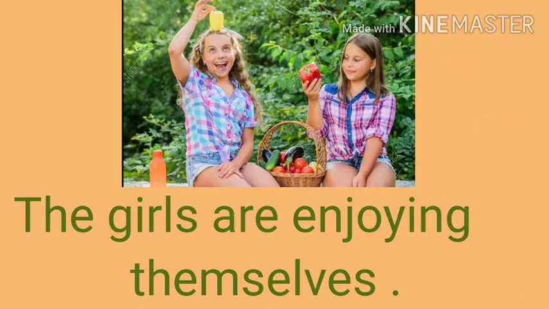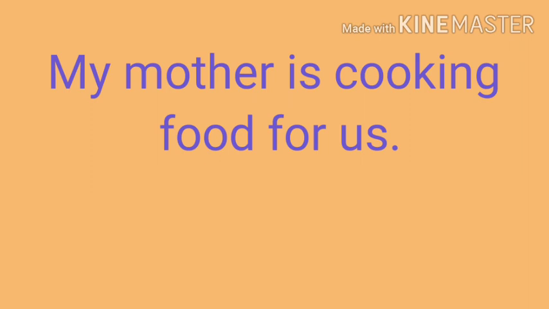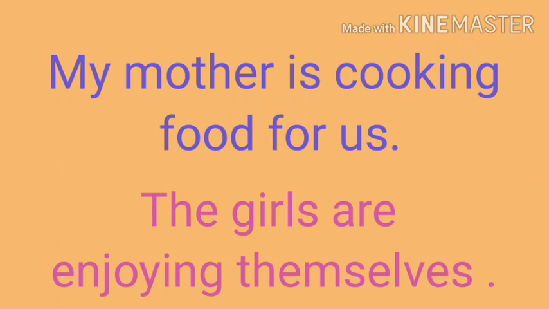Look at another sentence. The girls are enjoying themselves. The girls are enjoying now. Present continuous tense is formed as follows. Is or are or am plus ing form of the verb. In the sentence, my mother is cooking food for us, is plus ing form of the verb cooking is used. And in the sentence, the girls are enjoying themselves, are plus ing form of enjoy is used.